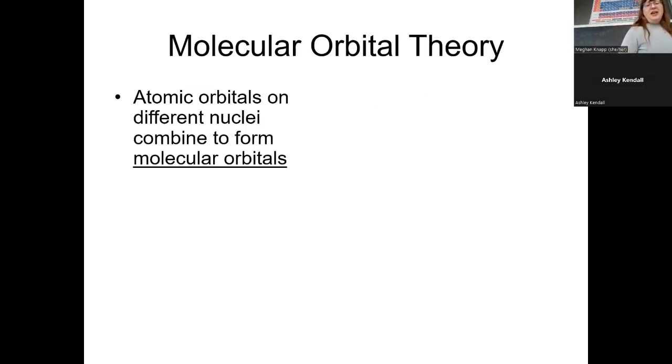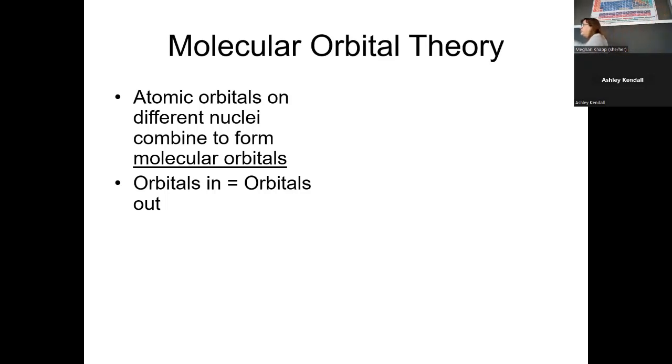And we have that same conservation of orbitals. However many atomic orbitals we start with, that's how many molecular orbitals we're going to get. We did the same thing with hybridization. We started with an s and three p's. We ended up with four sp3 orbitals. Here, if we start with two s orbitals, we're going to end up with two molecular orbitals. And we will talk about what those orbitals are on Monday.